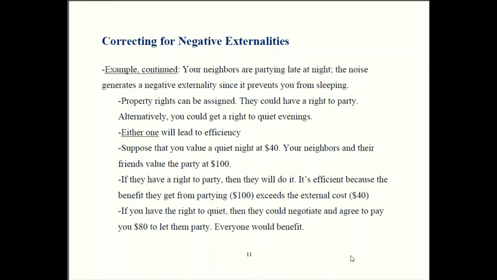So we said there are two ways to assign property rights. Let's say they get a right to party. So they hold their party, and that's actually efficient to allow them to party. That's because the benefits to your neighbors are $100. The cost to you is $40, so the benefits are bigger than the cost, so let them party on. So it's efficient to allow the party, and they're going to party if they have a right to do so.